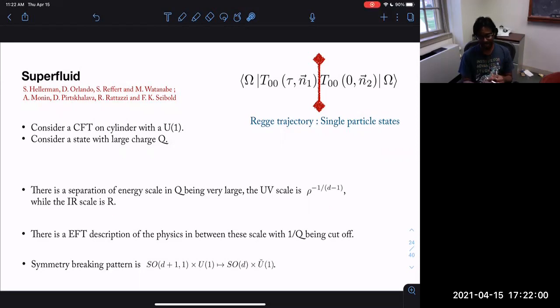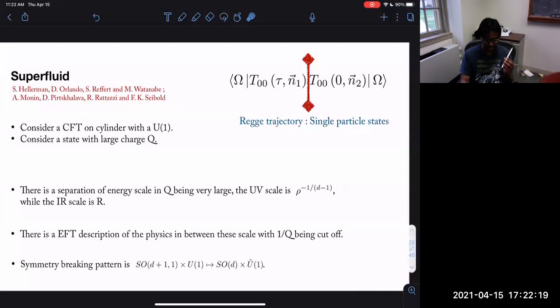And if Q is very large, then there is a separation of scale, and you can write down an EFT with 1 over Q being the cutoff. And this state breaks the symmetry U(1) and also breaks the boost. So this is the symmetry breaking pattern. And because there is a symmetry breaking pattern, you can write down an EFT in the CCWZ way.